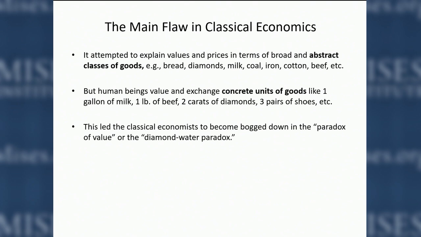First, what they tried to do was to explain value in prices in terms of broad and abstract classes of goods. They talked about cotton, iron, beef, and so on, water, diamonds. And they had a problem explaining why, for example, bread, which was extremely useful but had a very low price on the market, a low exchange value, compared to a pound of diamonds. Why a pound of diamonds cost so much more when diamonds were merely a conspicuous display of wealth or just ornamentation that really had no important function in keeping people alive, whereas bread did. So this is the diamond water paradox, even though I'm using bread as the example here.